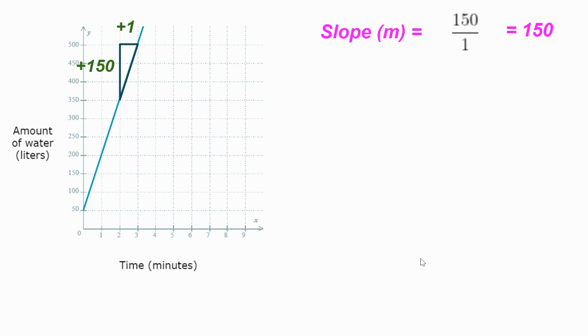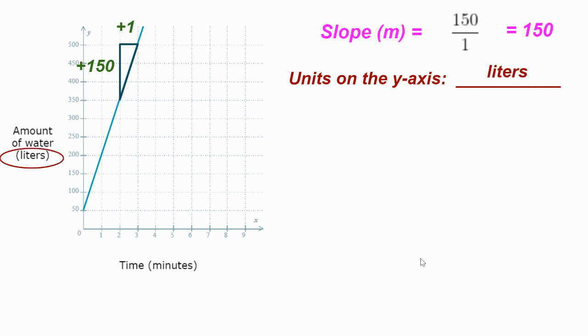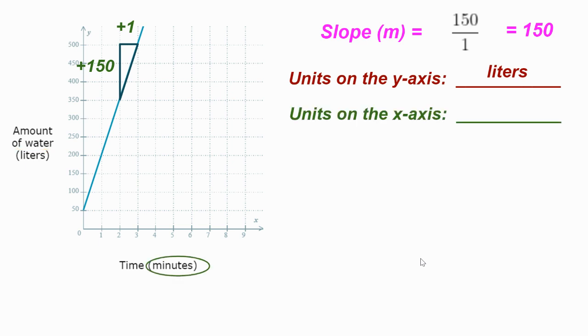Let's talk about the units. Remember, we want to start with the units on the y-axis. They're liters. So let's put that in. We got liters on the y-axis. Good enough. What's the x? Remember, that's minutes. Okay. There we go. Units on the x-axis is minutes.